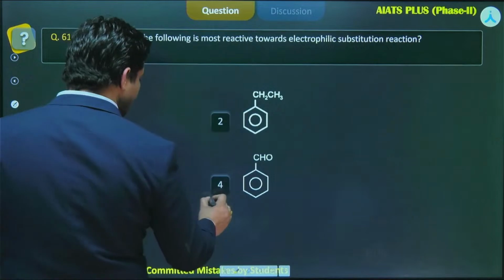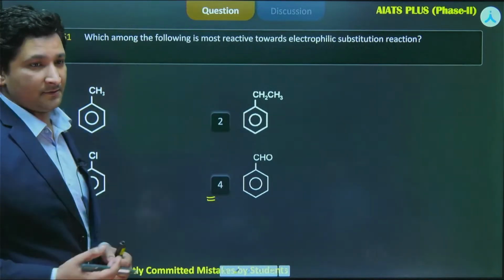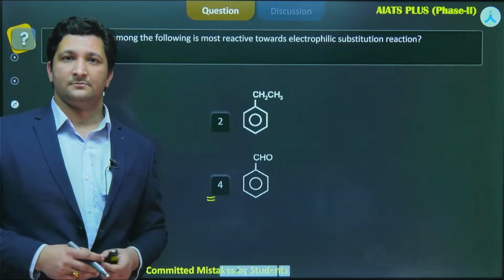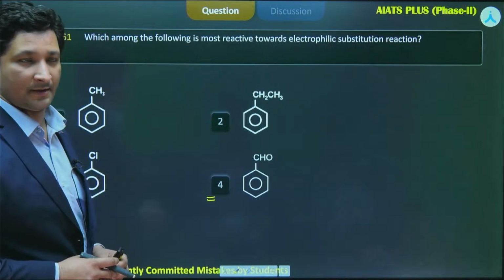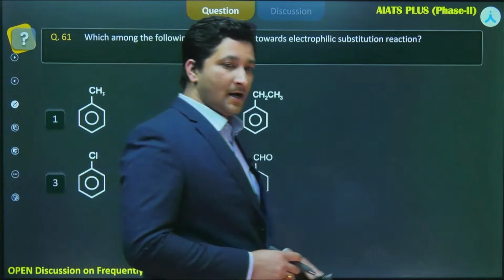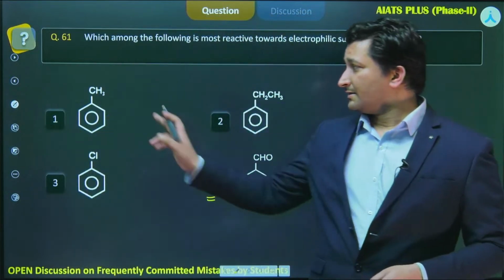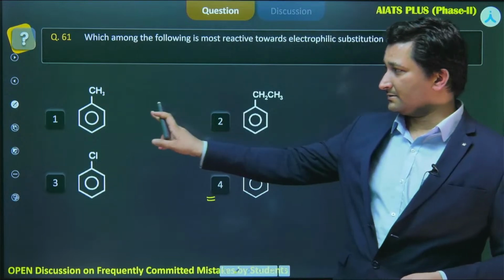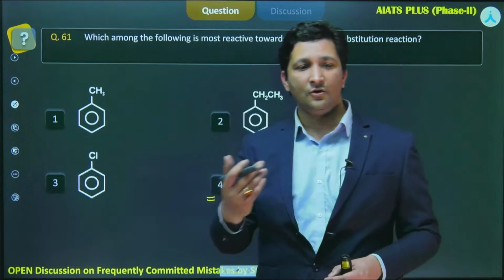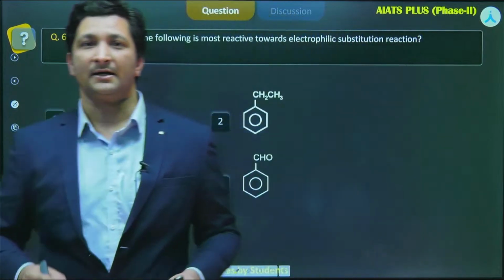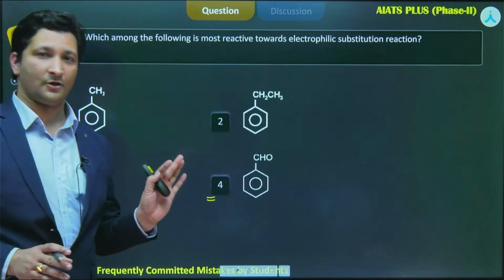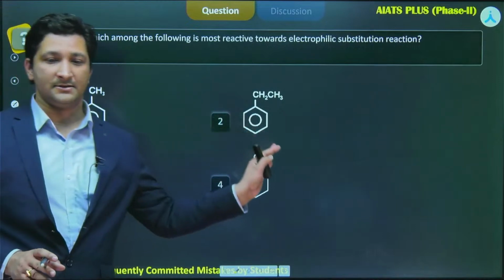Now let's talk about CHO. Again, CHO is meta directing, and it withdraws electrons from the benzene ring. Again, there will be a lesser amount of electrons on the benzene, so this will not be the correct answer. Now CH3 and CH2CH3. Out of these, CH3 means toluene, the methyl group, and this is the ethyl group. You will find that methyl has more tendency to donate electrons. The inductive effect and hyperconjugation effect are all there, but the electron donating effect of CH3 is greater than that of CH2CH3.